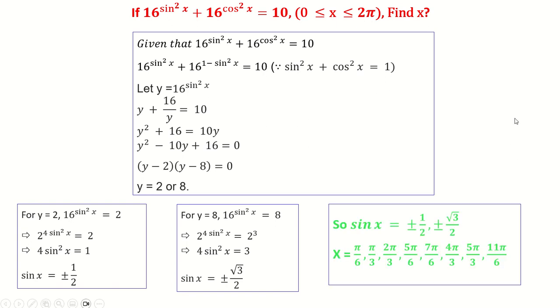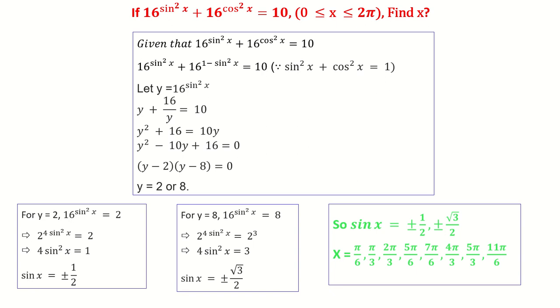So we need to find all the values of x in all quadrants. We know we have four quadrants, right? So we need to find values of x where sine x equal to either plus or minus 1 by 2 or plus or minus root 3 by 2. We know very easily, sine x equal to 1 by 2, then x equal to pi by 6, sine x equal to root 3 by 2, x equal to pi by 3. Similarly, that is the first quadrant, so you go to the second quadrant, third quadrant, and fourth quadrant, and then you will get a total of 8 values.